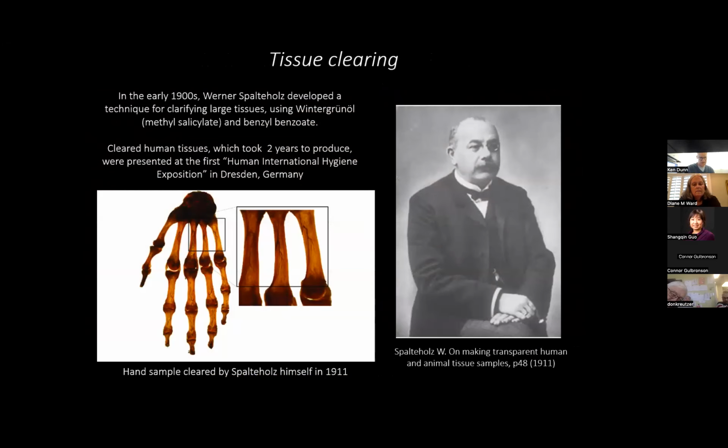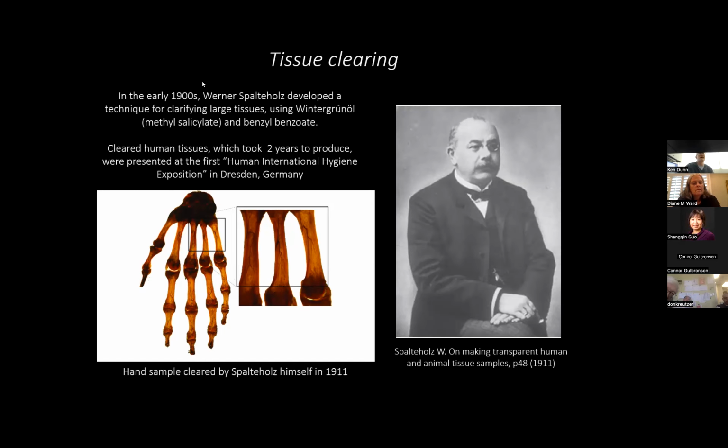So let's talk about tissue clearing. Tissue clearing, again, is another old idea that's been rejuvenated. At the turn of the century, there's this guy, Werner Spalteholz, who wrote a paper called On Making Transparent Human and Animal Tissue Samples. He put together the samples that he got funded to put in the International Hygiene Exposition in Dresden. It took 2 years to produce these samples. This is a cleared human hand that he actually cleared himself. And he's using some clearing agents that are really similar to what we're doing now.